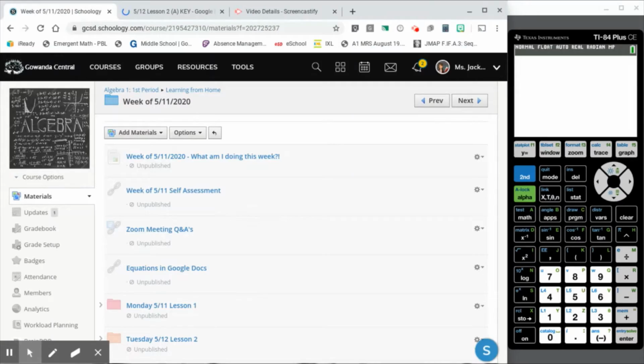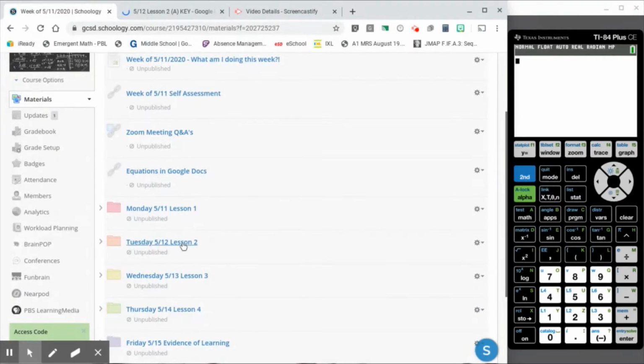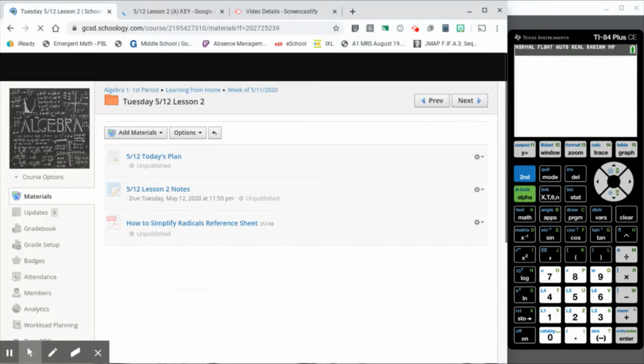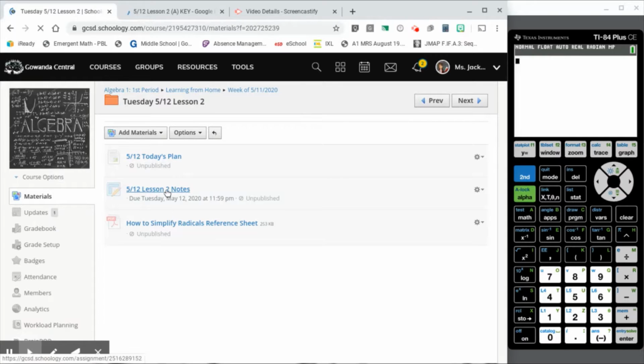So let's get started with our notes. Okay, so I'm on the week of 5/11 folder. We are doing lesson 2 today. That's the Tuesday folder. Remember, access the notes through the assignment in this folder right here. Go to today's plan to see what today's plan is, but there's not going to be a link in there for the notes.